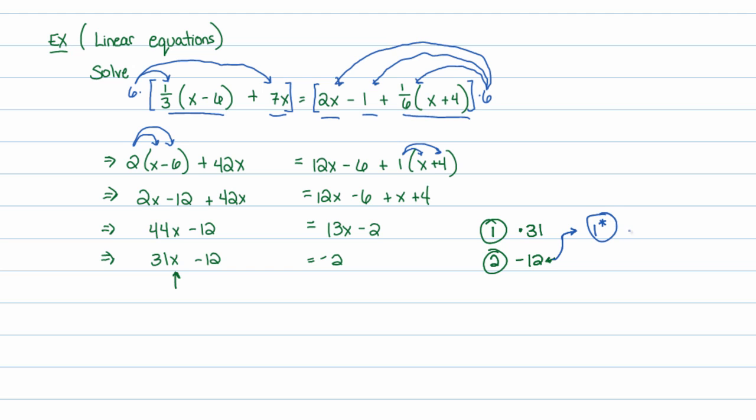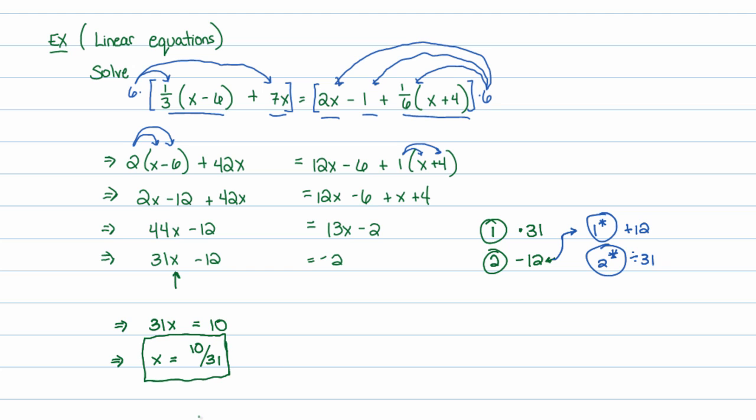So the first thing we're going to do is the opposite of subtraction by 12. We're going to add 12. Second thing we'll do is the opposite of multiplying by 31. We're going to divide by 31. So that's our roadmap. So here we go. We'll add 12 to both sides. We get 31x is equal to 10. I was going to say 14, but that's not true. It's equal to 10. And then I'll divide both sides by 31, and that'll give me x is equal to 10/31. And I'm done.